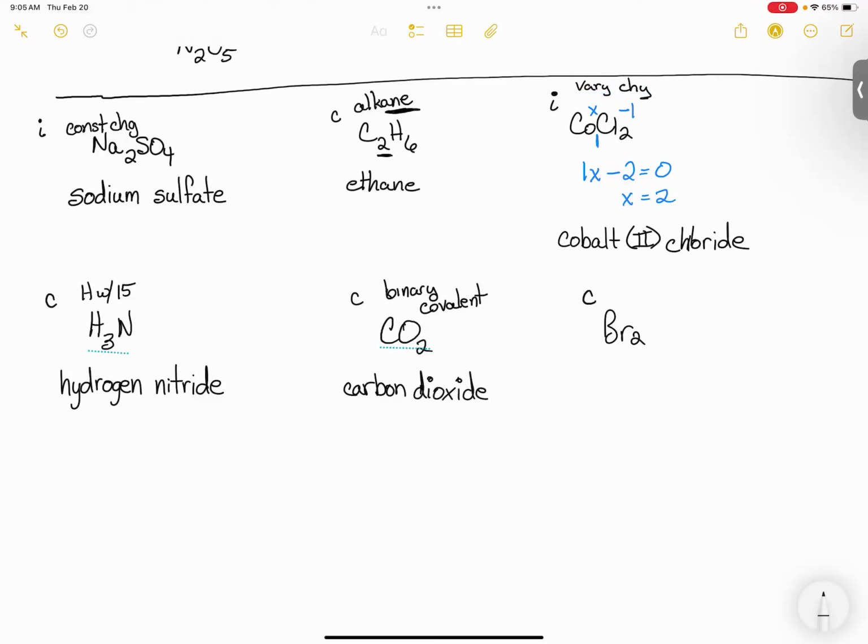The last one is a diatomic. So we simply name it as the element.